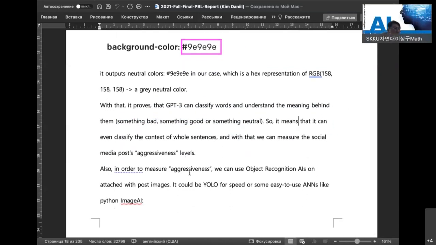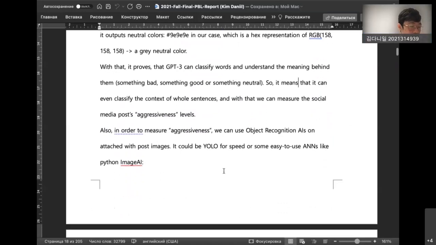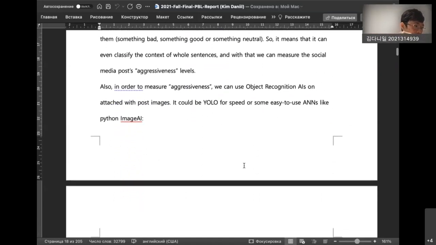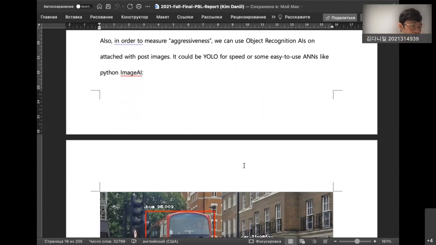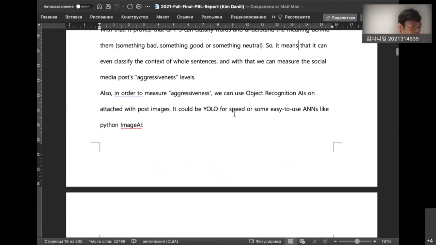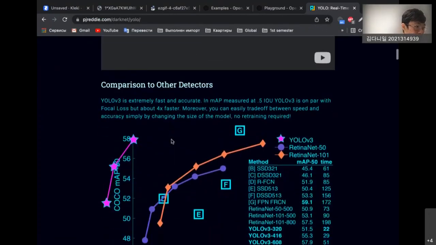And on top of that, we can also use image recognition or image classification artificial intelligence. For example, on Twitter, you can also upload images. We can classify the images, for example, if we see a weapon or blood or something. This can also contribute to the aggressiveness level. In that case, we can use YOLO, which is a very fast real-time object detection algorithm.